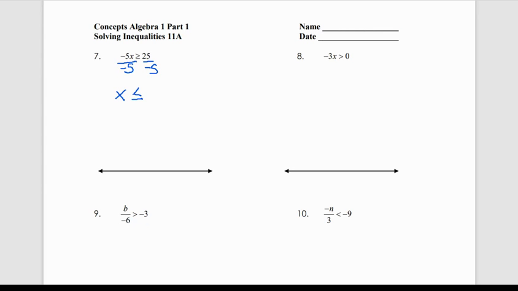And then continue solving. 25 divided by -5. Make sure to watch your signs. Positive divided by a negative is a negative. So there's my solution. Super important that you remember to flip that symbol because if you don't, then your graph will be wrong. So we'll have -5. To the right is really -4 and -3, right? And then to the left is -6 and -7.